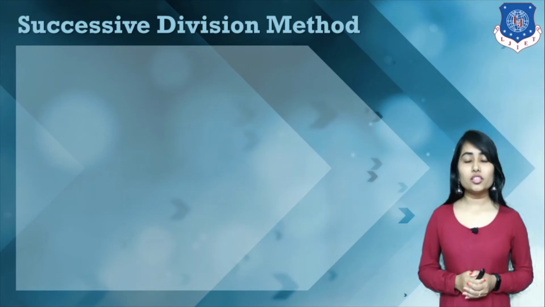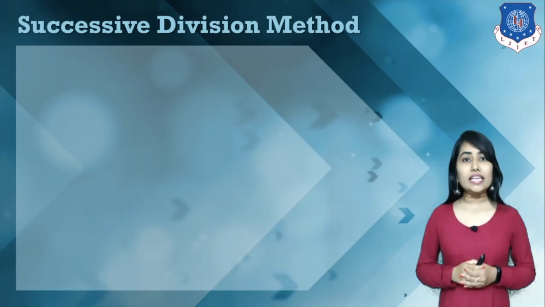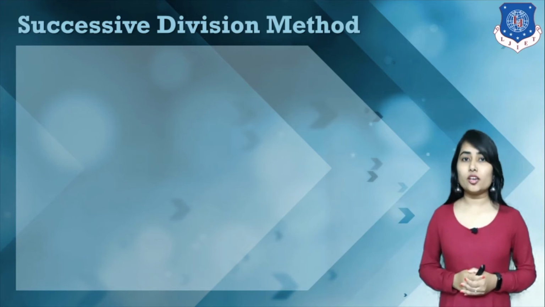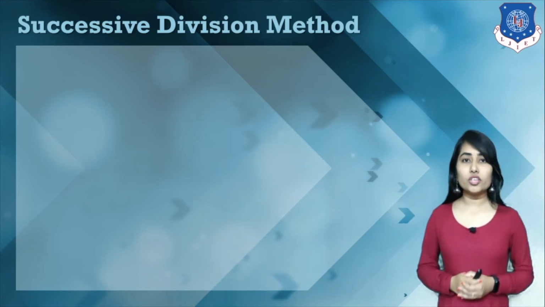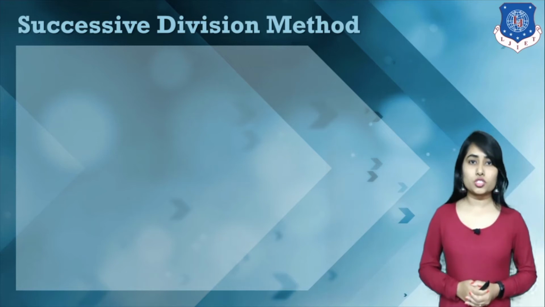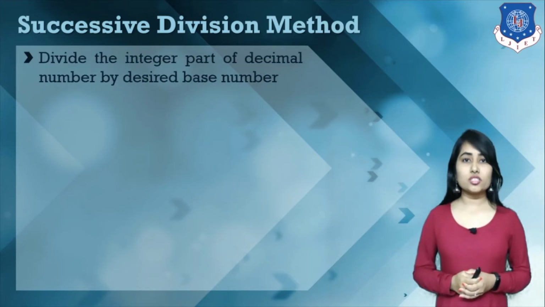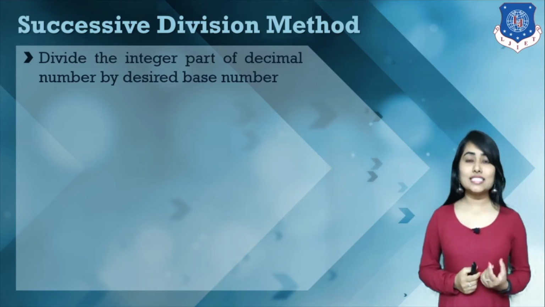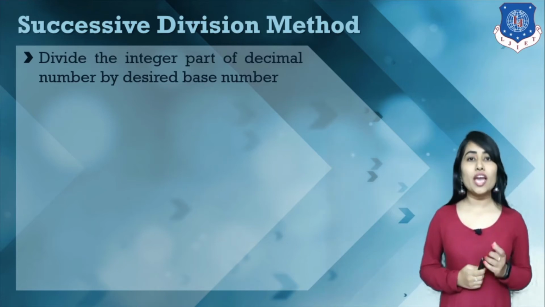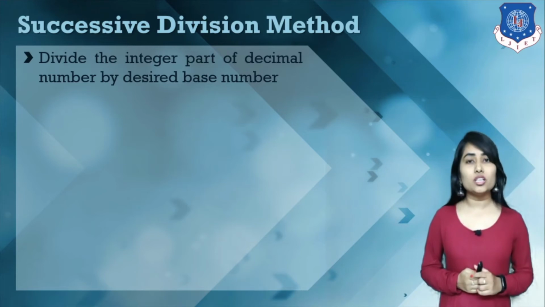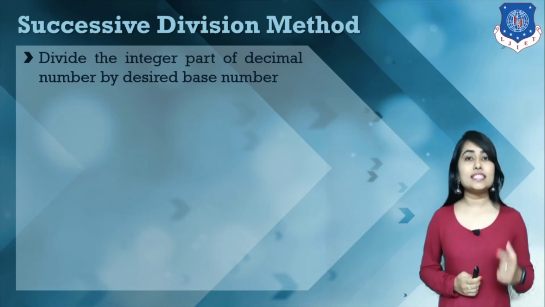Successive division method. The successive division method is used to convert the integer part of a decimal number into the desired base system. In the successive division method, we have to follow some steps. First, we have this decimal number, and we have to divide this decimal number by the desired base.